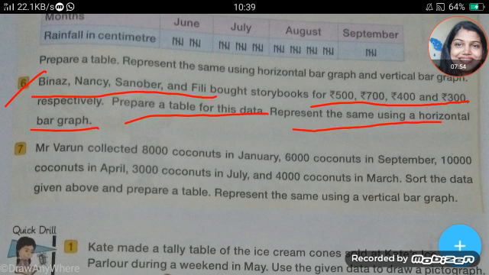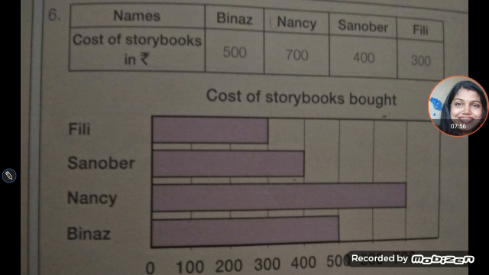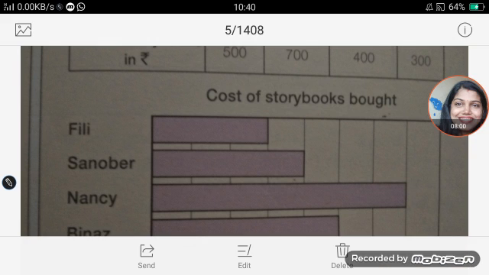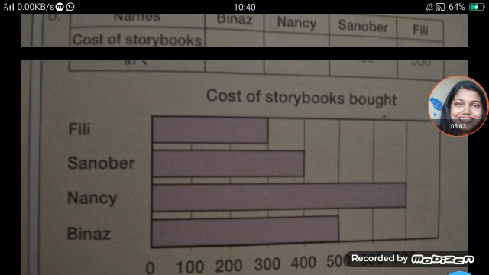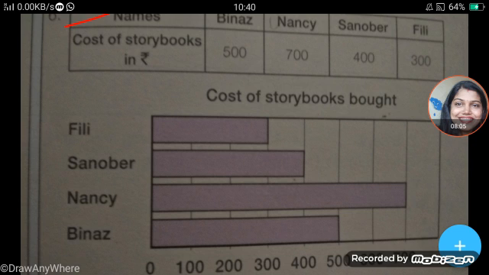So let us see how to represent this. Children, you can see on the screen how the storybook data looks. Here you can write the names, which are the labels, that is Binaz, Nancy, Sanober, Philly, and the cost of the storybooks in the table. You can create the table like this, and since they have told about horizontal, your bar graph will be horizontal. You can see this is your y-axis, this is your x-axis here.